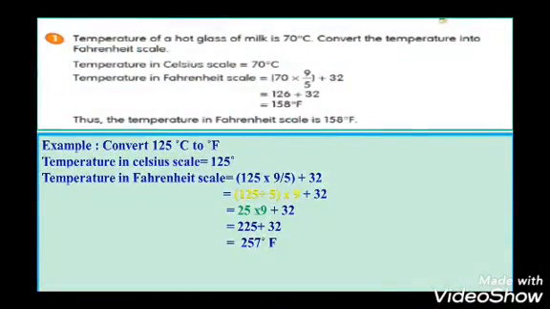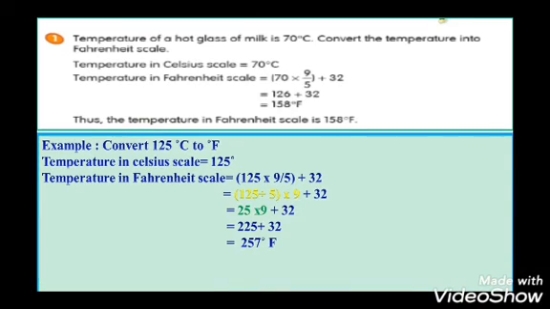Now let us convert degrees Celsius into Fahrenheit. So the temperature in the Celsius scale is 70 degrees. According to the formula, 70 multiplied by 9 upon 5 plus 32. So this is 126 plus 32, 158 degrees Fahrenheit.